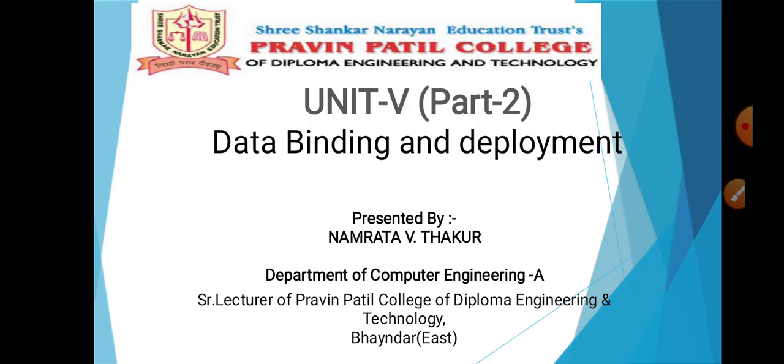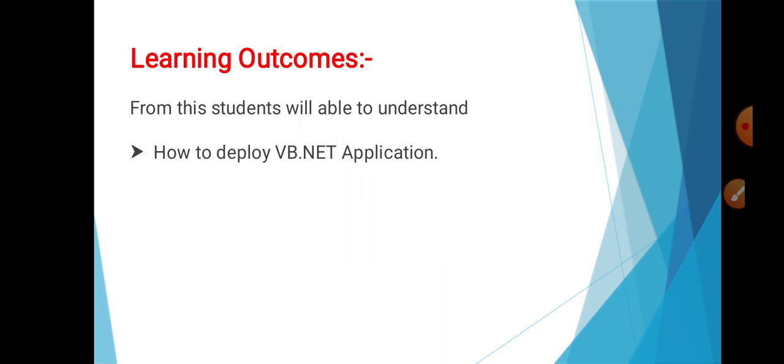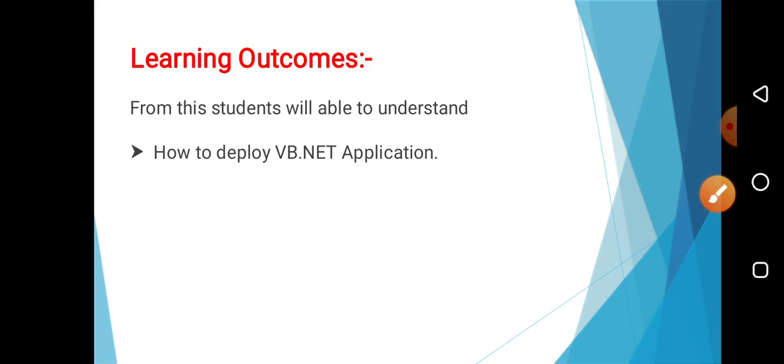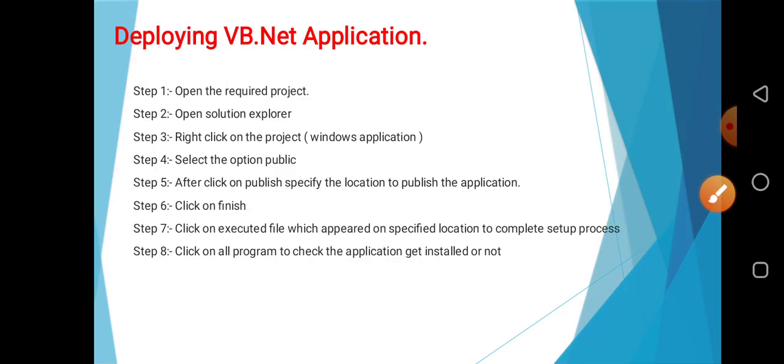Your Unit 5 is Data Binding and Deployment. I have already uploaded part 1 of the same chapter. Kindly go through it to revise your concept about data binding and deployment. Students, in the first video we have already learned about data binding. In this video, we are going to understand how to deploy the VB.NET application. After watching this video, you will be able to understand how to deploy the VB.NET application. So let's start the deployment of VB.NET application.